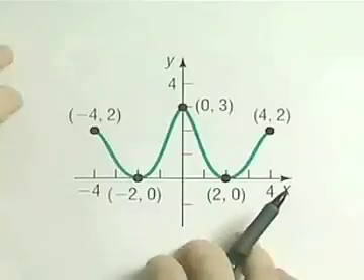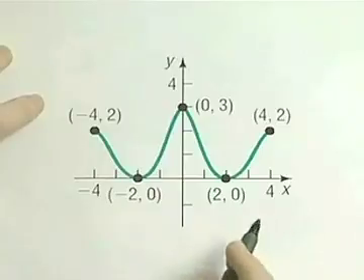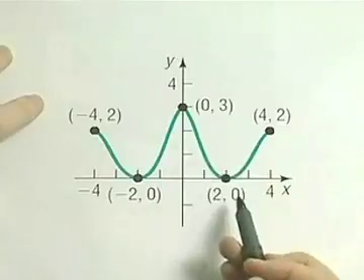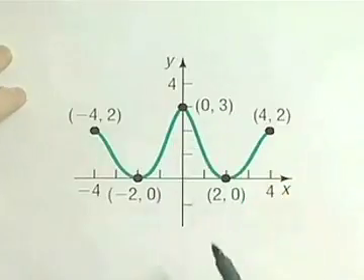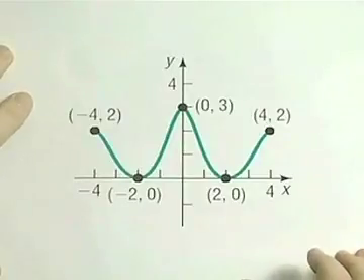In this problem, we're going to analyze the graph of a function by answering a series of questions. Here's the graph that we're going to analyze. The first thing that we want to do is recognize that this is in fact a function because it passes the vertical line test. What are the intercepts of the function?